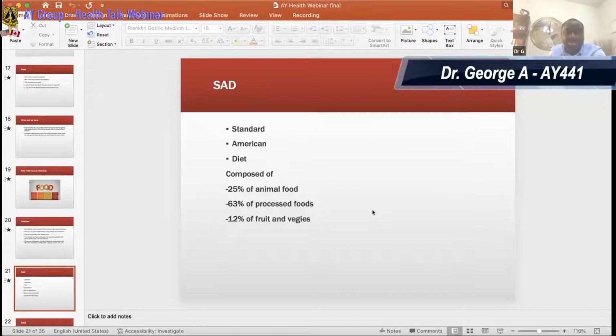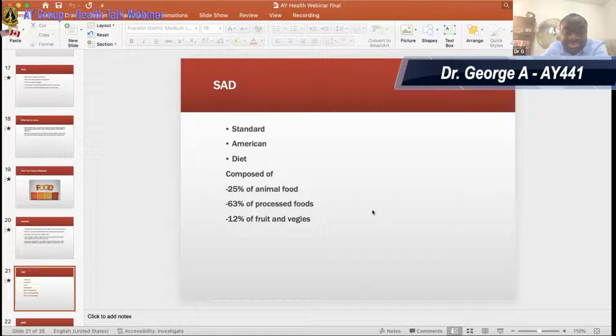So we're going to talk about the American diet. We happen to be here, enjoying the opportunities that are in America, but unfortunately it comes with other stuff. So we came to inherit the opportunity, but we inherited their food as well. The American diet is what we call the Standard American Diet, which is SAD.